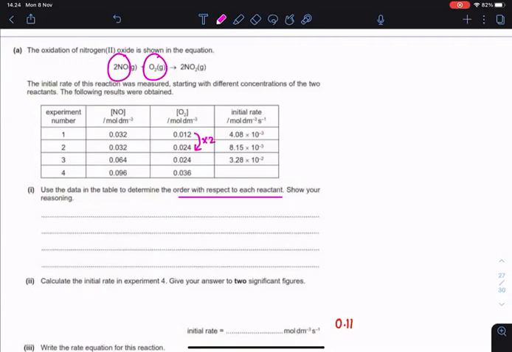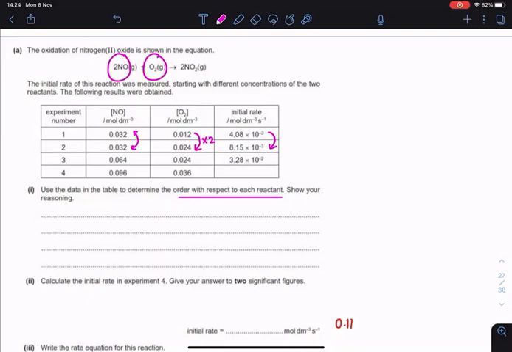Okay, when I times by 2, I just want to focus only on what will happen to my initial rate when I change the concentration of O2 only. If it is like that, you need to make sure that these two are constant. So when you select the data, one of them must be constant. You have to do it one by one.